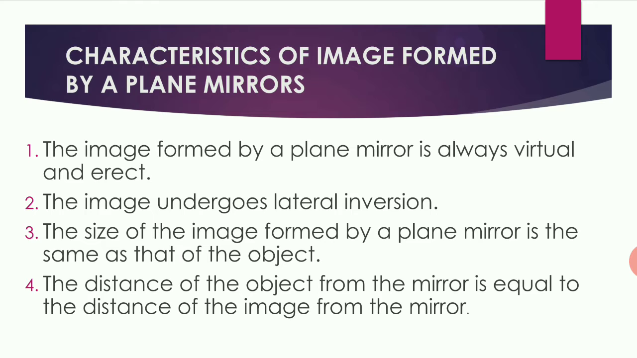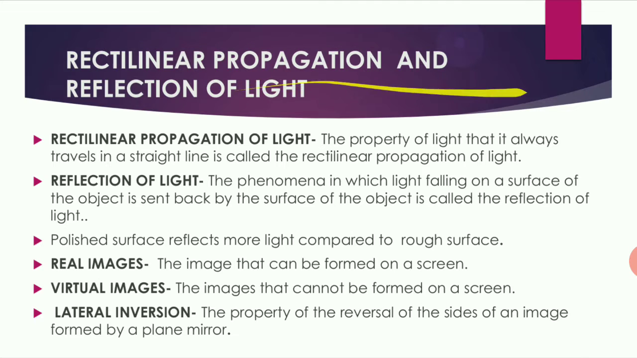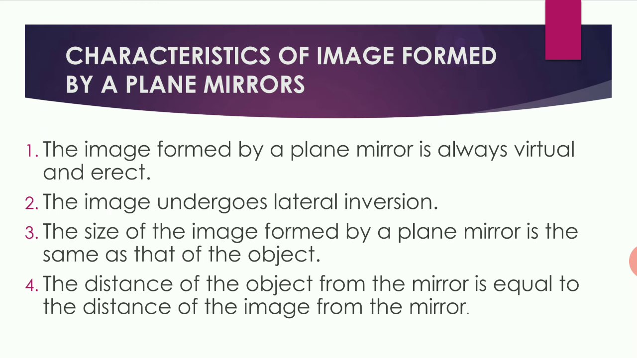So what are the characteristics of the image formed by the plane mirror? The image formed by the plane mirror is always virtual and erect. So the image which is formed by the plane mirror is always virtual. Means what are virtual images? Images that cannot be formed on the screen are called virtual images. So plane mirror always forms a virtual and erect image. The image undergoes lateral inversion. Means your right in the mirror appears as left and your left appears as right.